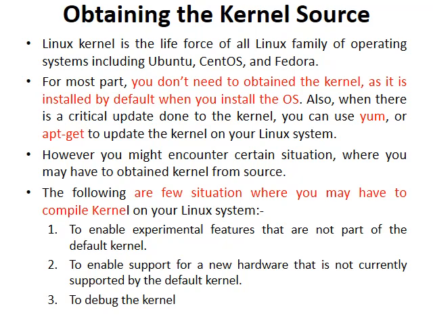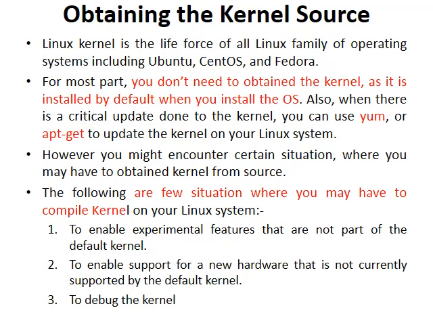and following are the three particular situations where you can install Linux kernel rather than operating system. Number one is to enable experimental features that are not part of default kernels. If you are installing the default kernel, there are some experimental parts which are not available by default. In that case, you need to install the Linux kernel on your system.